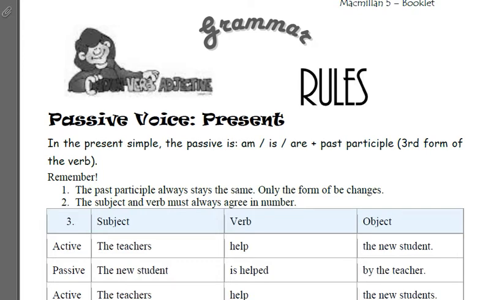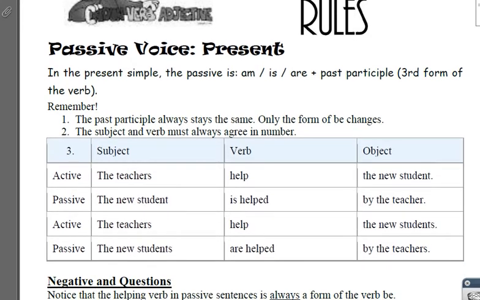Now let's have a discussion about the grammar part of this unit. This unit talks mainly about the passive voice. We have the passive voice in the present simple. In the present simple, the passive is am or is or are plus the past participle of the verb, which is the third form of the verb. So the passive is am or is or are plus the past participle.